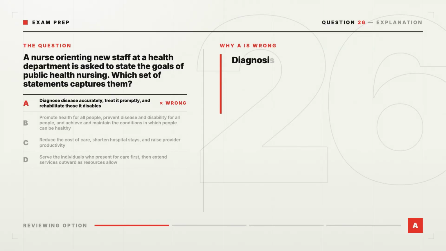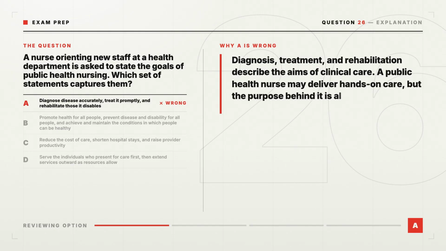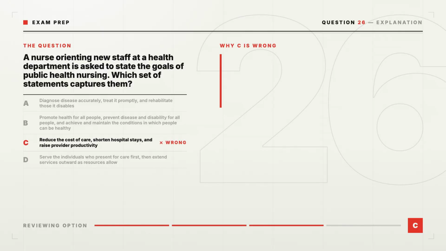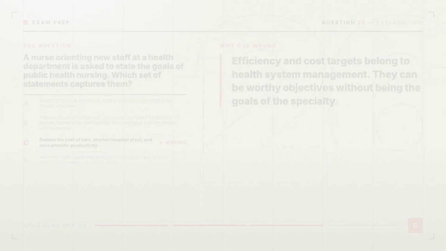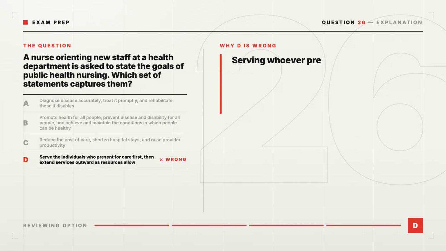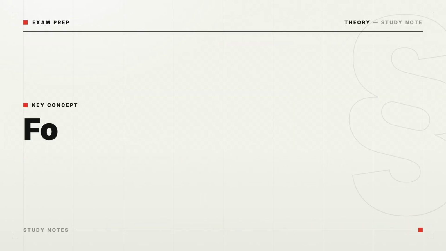A is wrong because diagnosis, treatment, and rehabilitation describe the aims of clinical care. A public health nurse may deliver hands-on care, but the purpose behind it is always the population's health. C is wrong because efficiency and cost targets belong to health system management. They can be worthy objectives without being the goals of the specialty. D is wrong because serving whoever presents first is the logic of a clinic waiting room. Public health nursing is accountable to the entire population, including people who never seek care.